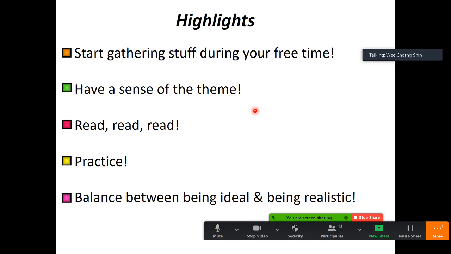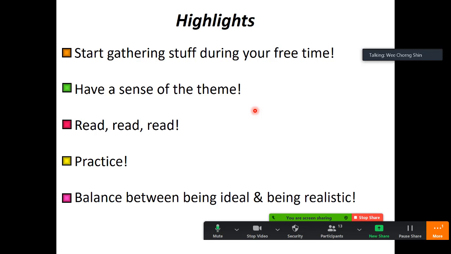Even till this day, I'm still trying to keep myself abreast of the latest research where possible. Practice is one thing, like practice setting, but not keep setting and setting and setting. It's about crafting maybe a theme-based task, something similar to that. Then it may help you to craft better questions next time.